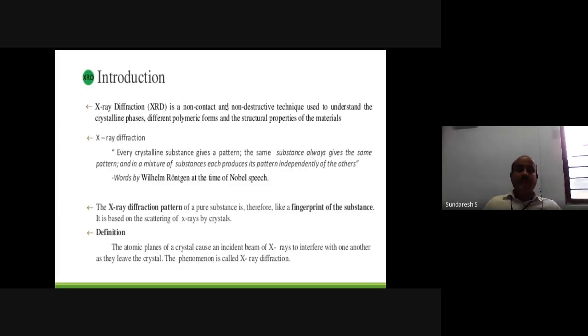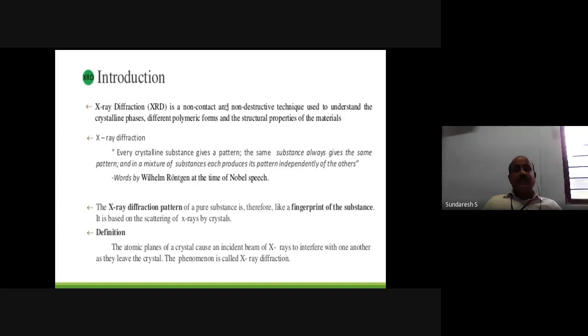These are the words given by Rontgen at the time of his Nobel speech. The X-ray diffraction pattern of a pure substance is like a fingerprint of the substance. It is based on the scattering of X-rays by the crystals.